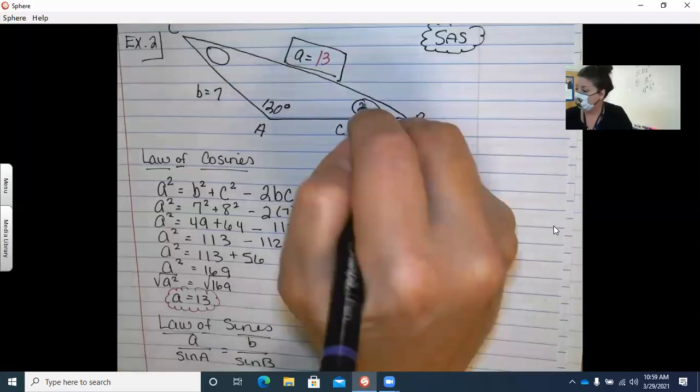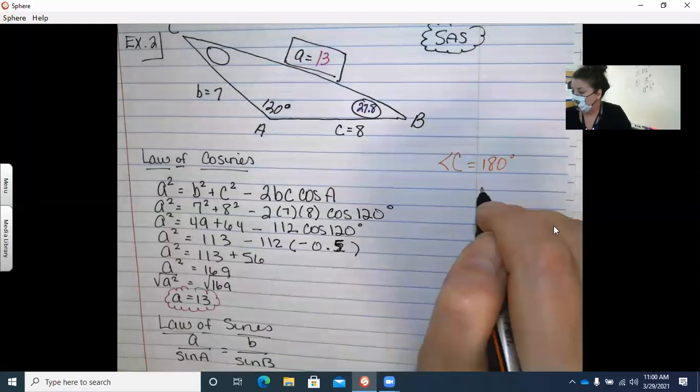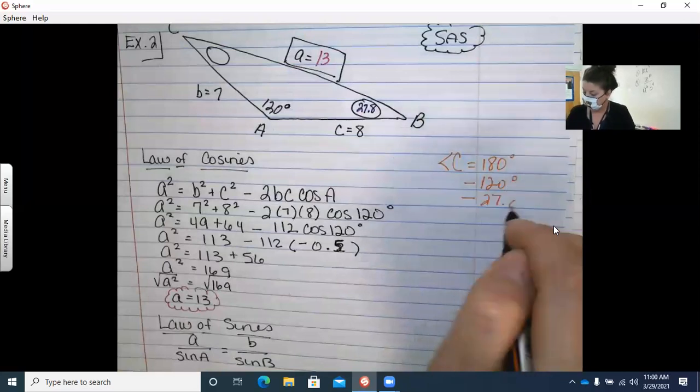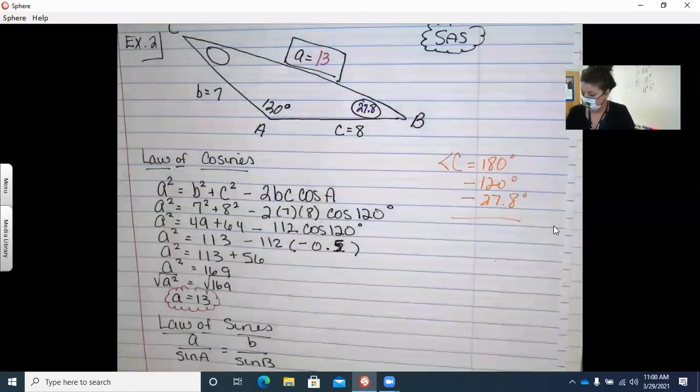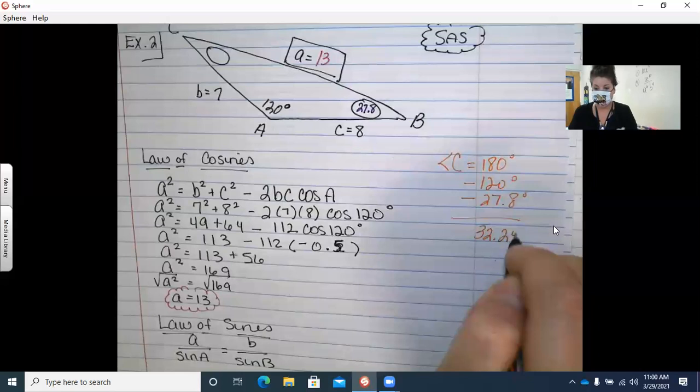And then only one more thing to find, that's angle C. So angle C, we're going to do 180 degrees minus 120 degrees minus 27.8 degrees. And we get 32.2 degrees. Easy enough? All right, so both of those were side angle side.